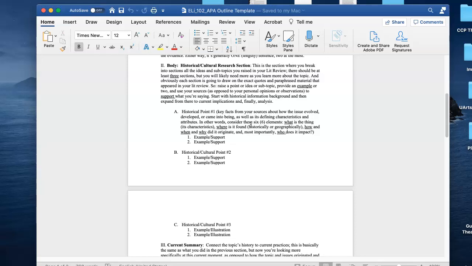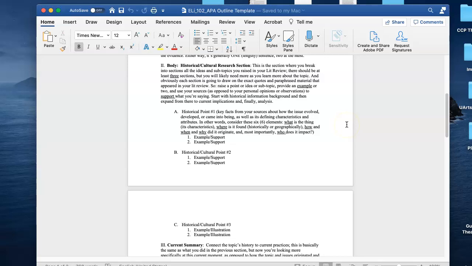If you act as though the topic, the issue just sort of appeared one day, that's going to be a mistake. You have to sort of be able to trace its origins and help us understand its implications for the here and now. So what's going to go here in this section is it's number 2, but it's the first body section. Obviously, section 1 is the introduction. This is the historical cultural research section. A lot of historical facts here, but the main point of what you're doing in this section is right here, folks. Consider these 6 elements.